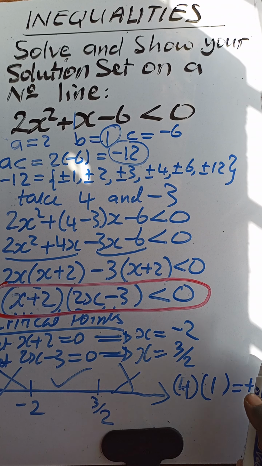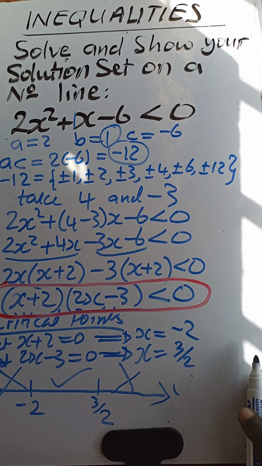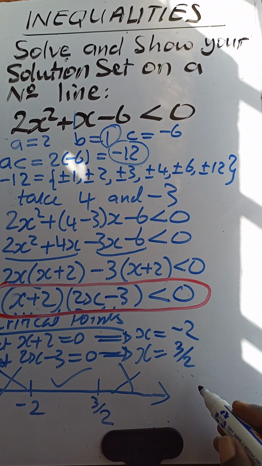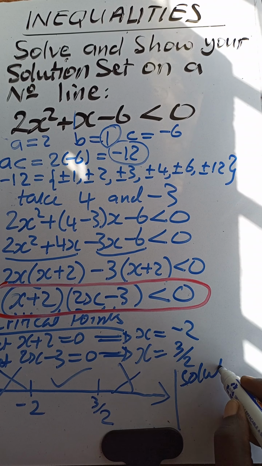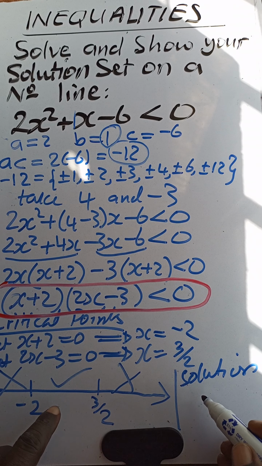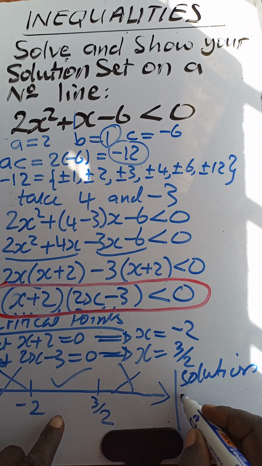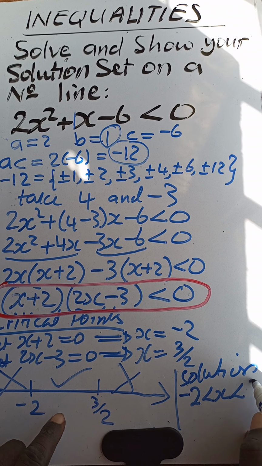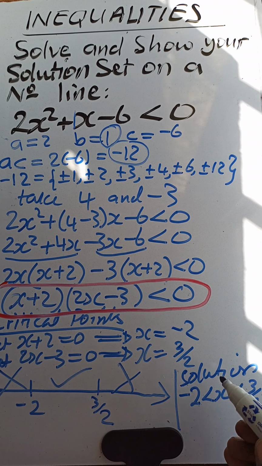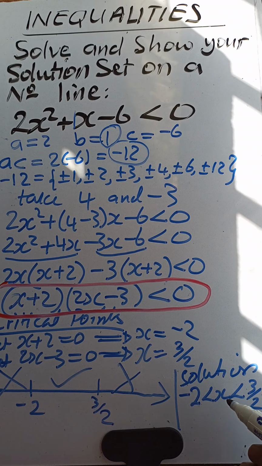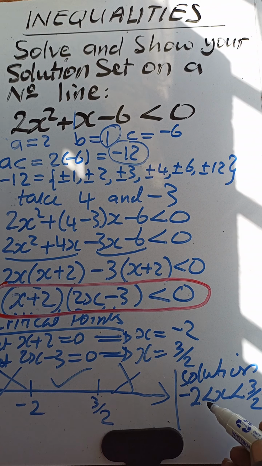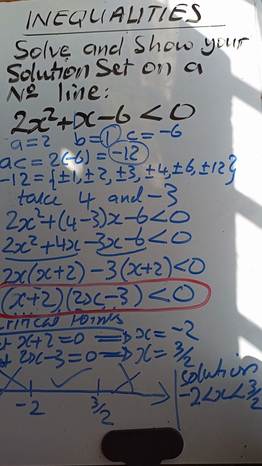And so what do we see? We now see that our solution is found in the zone where we have negative 2 less than x less than 3 all over 2. This is our solution set for this quadratic inequality. All values of x between negative 2 and 3 all over 2.